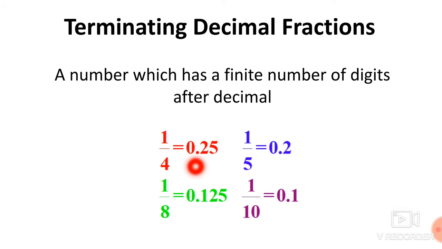To convert a terminating decimal into a fraction, we just remove the decimal and put 1 in the denominator, and then put as many zeros in the denominator as there are digits after the decimal. So it will become 25 upon 100, and when we reduce it, we will get 1 upon 4. In the same way, you can convert terminating decimal fractions into fractions.